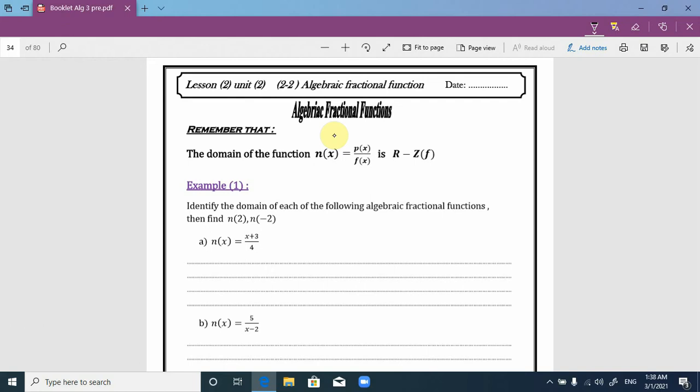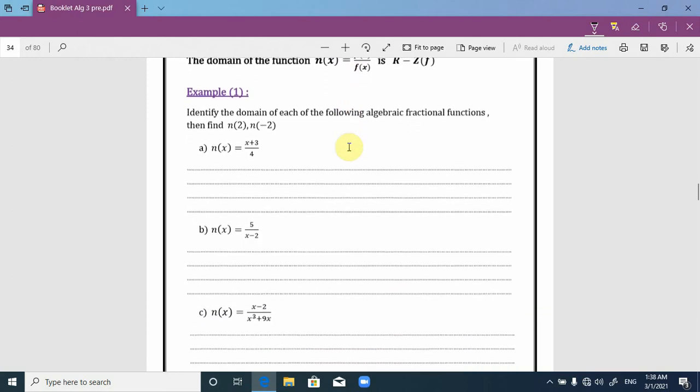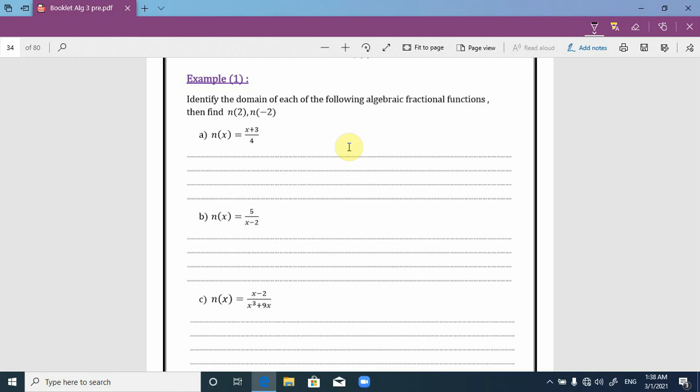Let's see example number 1. Identify the domain of each of the following algebraic fraction functions and find n of 2 and n of negative 2. Number 1, n of x equals x plus 3 over 4. The denominator is a constant function, so there are no zeros of this function. So the domain of this fraction function is R.